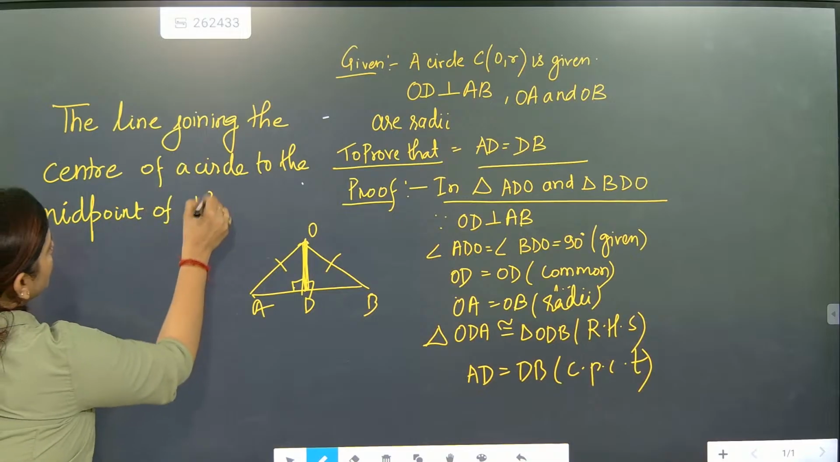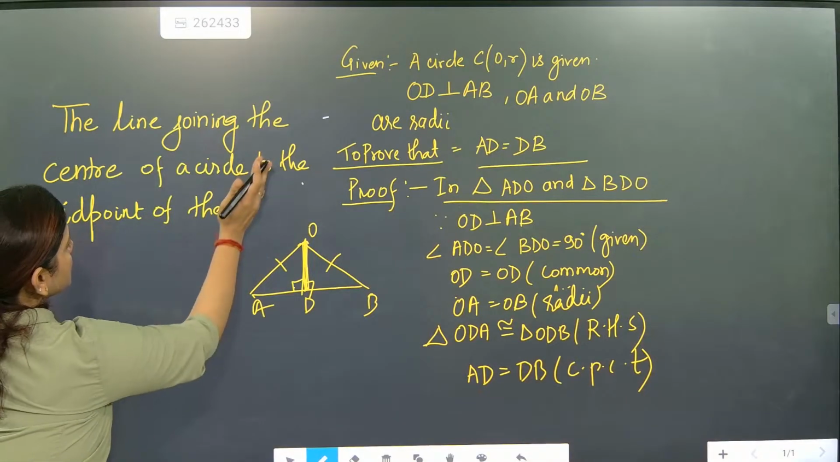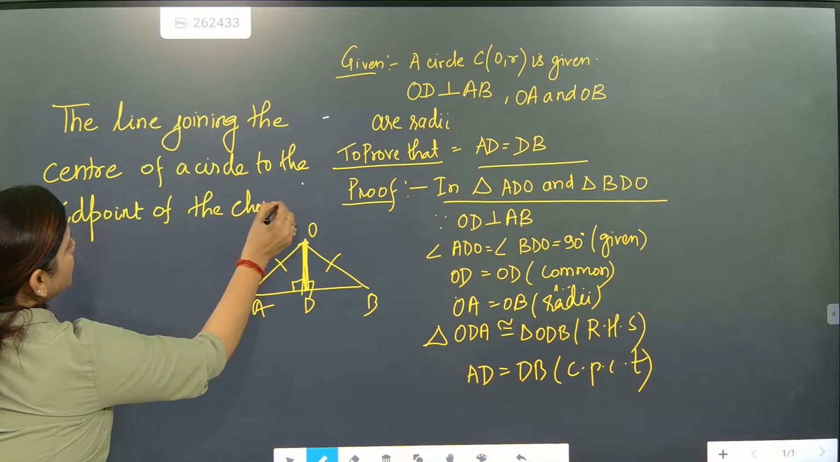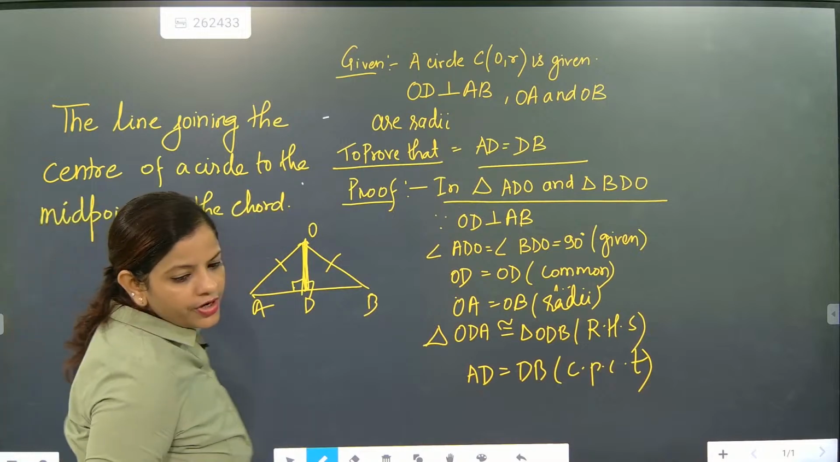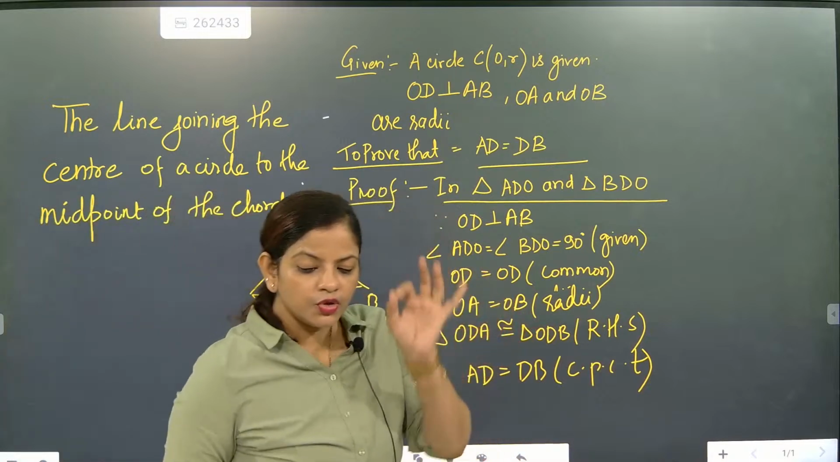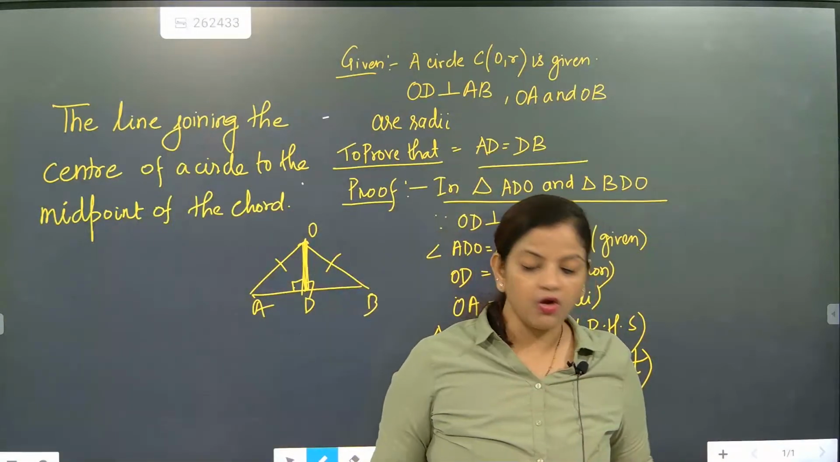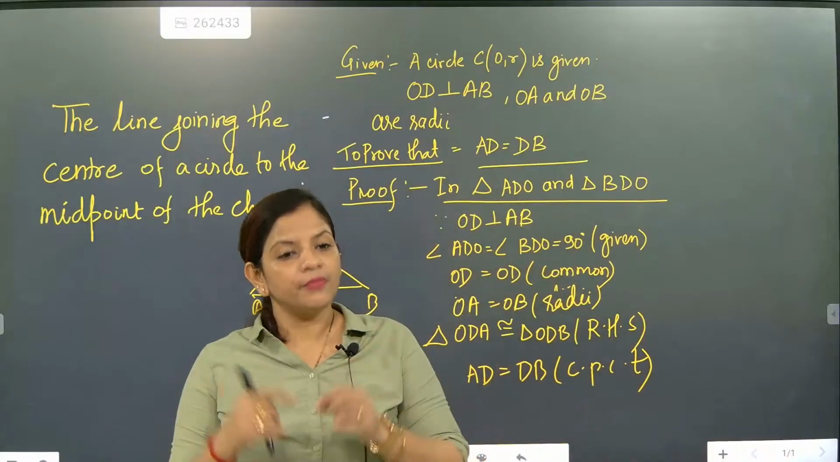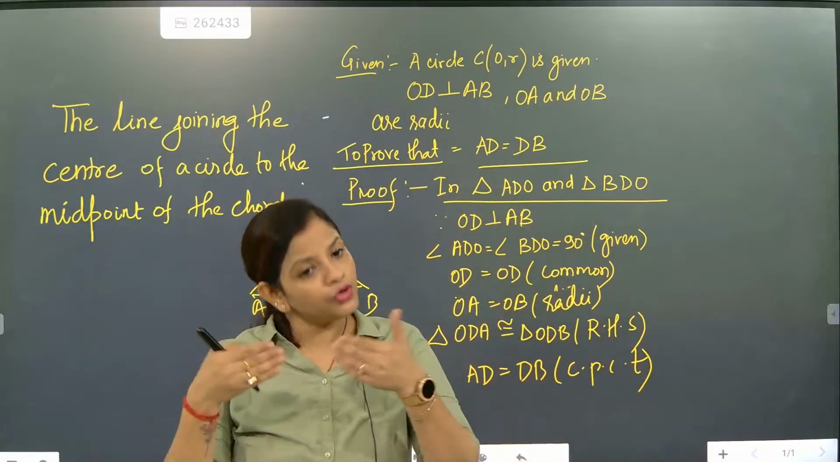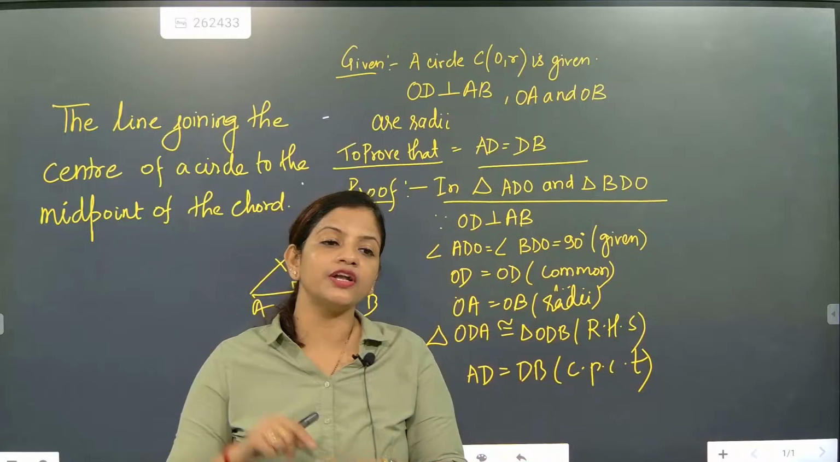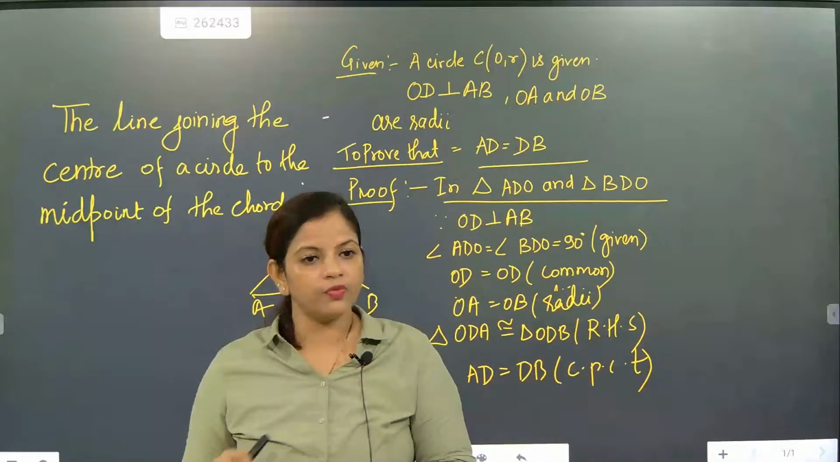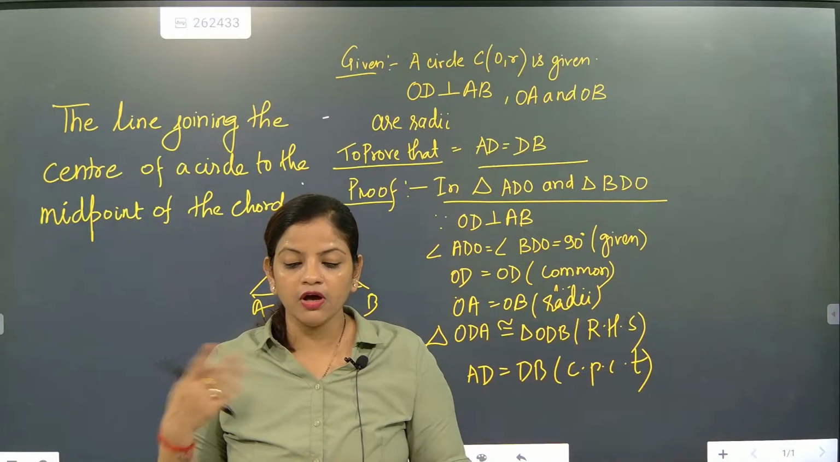Midpoint of the chord: the line joining the center of the circle to the midpoint of the chord. What is the speciality of midpoint? Midpoint divides a line into two equal halves. So only it is called the middle point or midpoint.